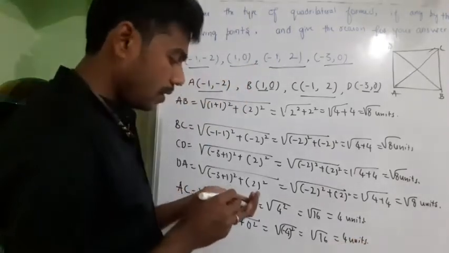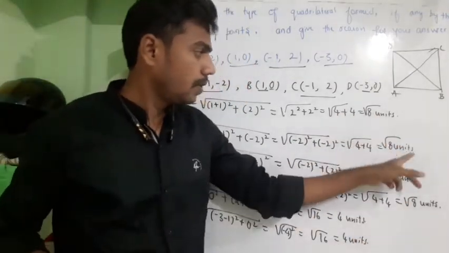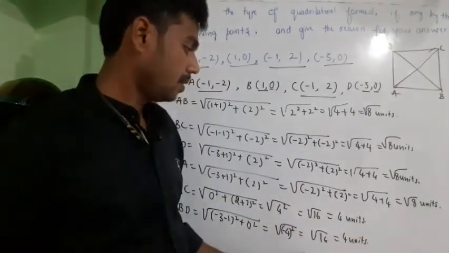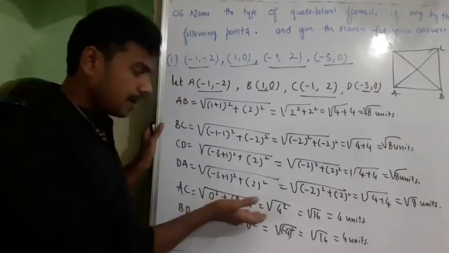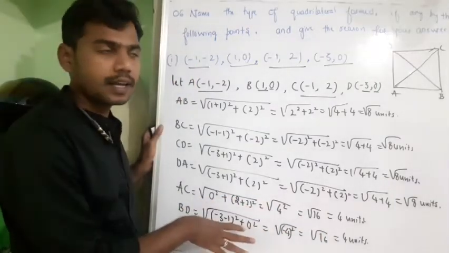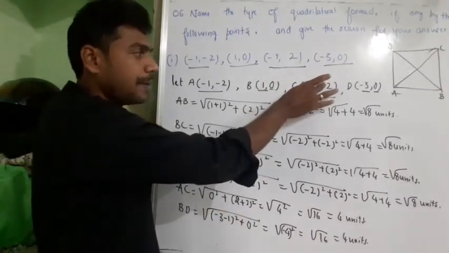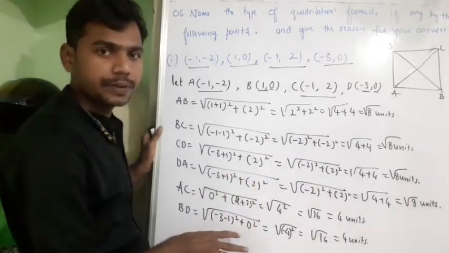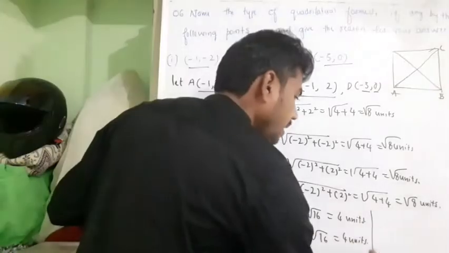See, when you look at all the sides are equal. Everywhere you are getting root 8 units, and even the diagonals are equal. So AC, see, how did I make out? The length of a diagonal cannot be 0. So while copying I made a mistake here. That is the reason I was looking into the solution. Okay. So now what can we write?